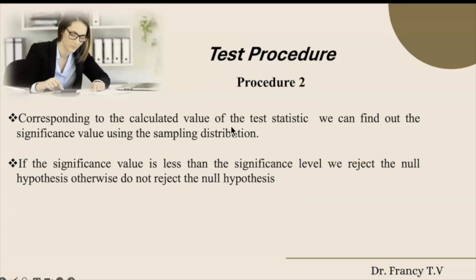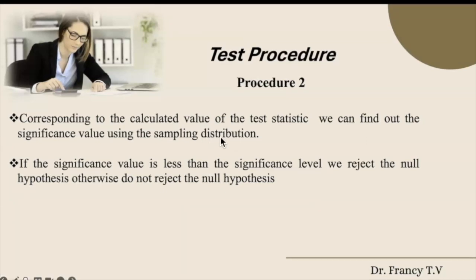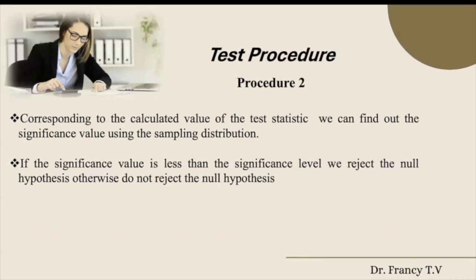Corresponding to the calculated value of the test statistic, we can find out the significance value using the sampling distribution. If the significance value is less than significance level, we reject the null hypothesis. Otherwise, we do not reject the null hypothesis.